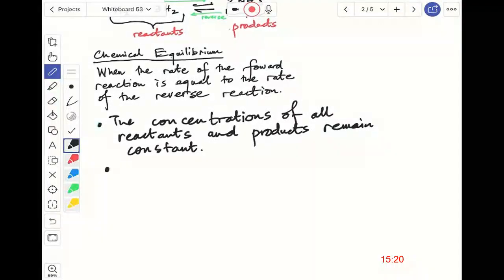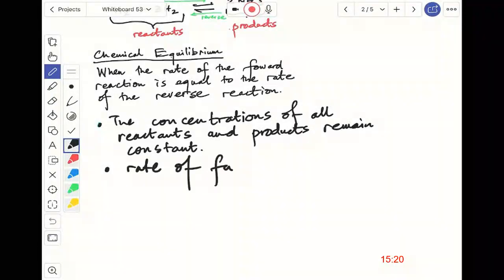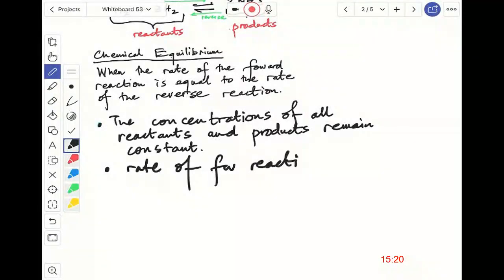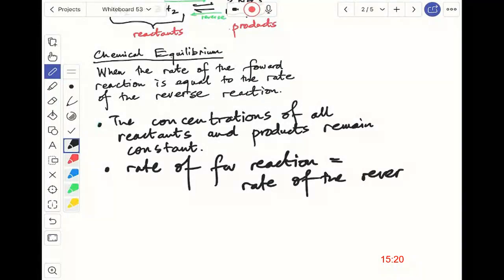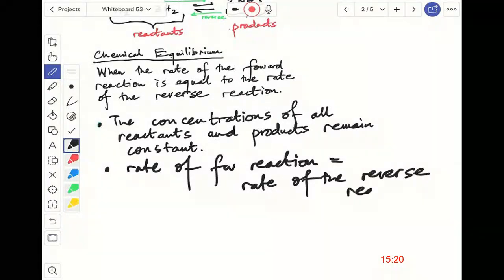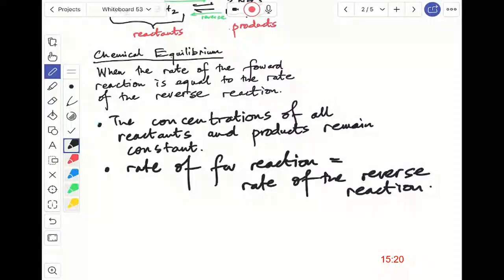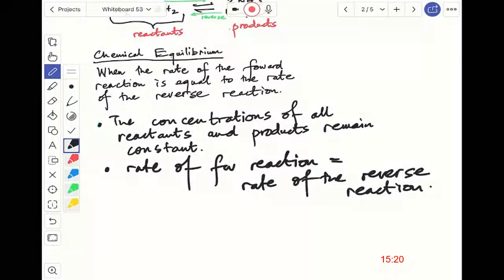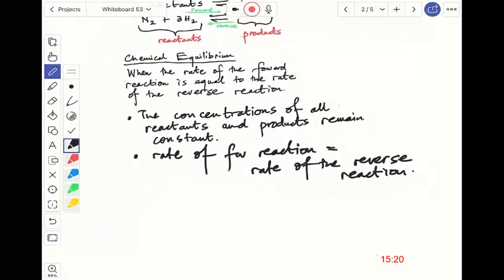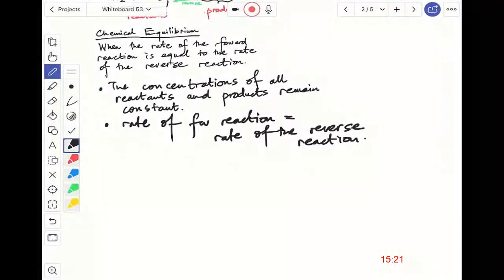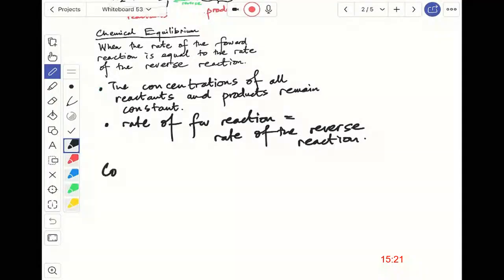We also know, obviously, that the rate of the forward reaction is equal to the rate of the reverse reaction. Right, so in order for an equilibrium to exist, 2 conditions need to be met. So in order for an equilibrium to exist, there are conditions for chemical equilibrium.